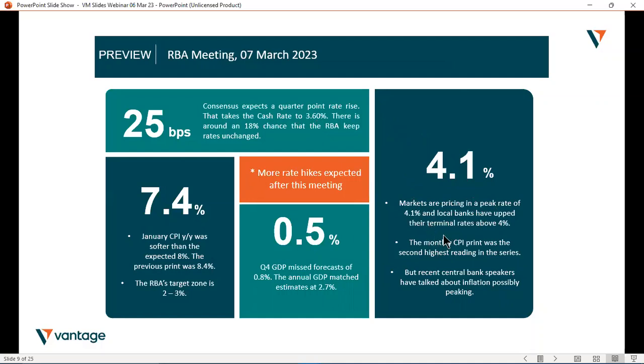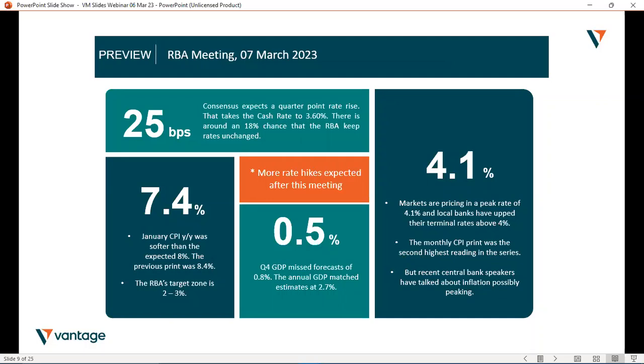Certainly that's what local banks, ANZ, other banks, CBA, I think, are pointing to, or they've readjusted their peak rate for the RBA to around 4.1% or so. So possibly then after this 25 basis point, 2 more 25 basis point hikes to come. But I should point out as well, some central bank speakers, I think the Treasury Secretary, he mentioned possibly inflation peaking.